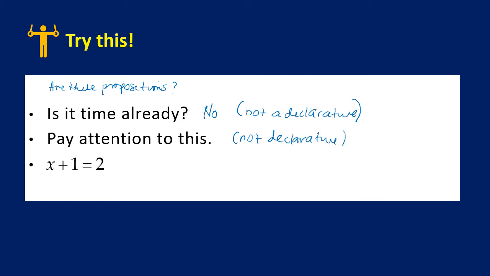X plus 1 equals 2. There you go. This is also not a proposition. Why? Because we do not know the value of x, right? So if x is equal to 1, then the statement is true, right? But if x is any number which is not equal to 1, the statement would be false. So see, this is an example wherein it depends, right? Just like in our previous example. So if you cannot say that it's true or false, it can be true or sometimes false, that is not a proposition.